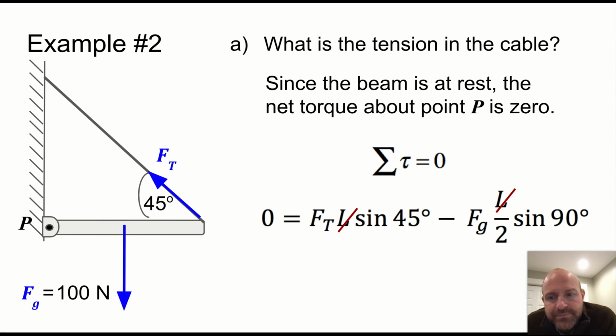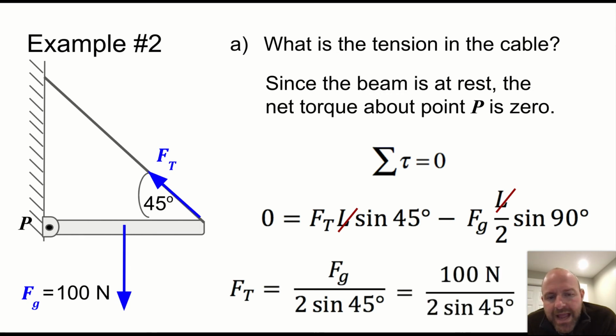Force of tension times L sine of 45, because the distance L is the length of the board and the angle there is 45, minus, because the force of gravity will pull it in a clockwise direction, so a negative torque, FG L over 2, because gravity always pulls at the center of mass, sine 90. You can simplify that, and you end up with FG over 2 sine 45 equals force of tension. 100 newtons divided by 2 sine 45 gives us 71 newtons.